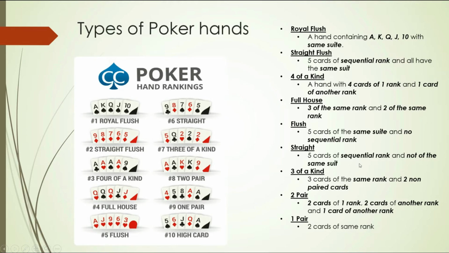After that, we have one pair, which is simply a hand that only contains 2 cards of the same rank. So as you can see here, ace, ace. Only 2 cards have the same rank in this hand. And then last would be the high card. This is the lowest poker hand. This means that this hand doesn't match any of the above rankings that I just mentioned, and this will be labeled as a high card.